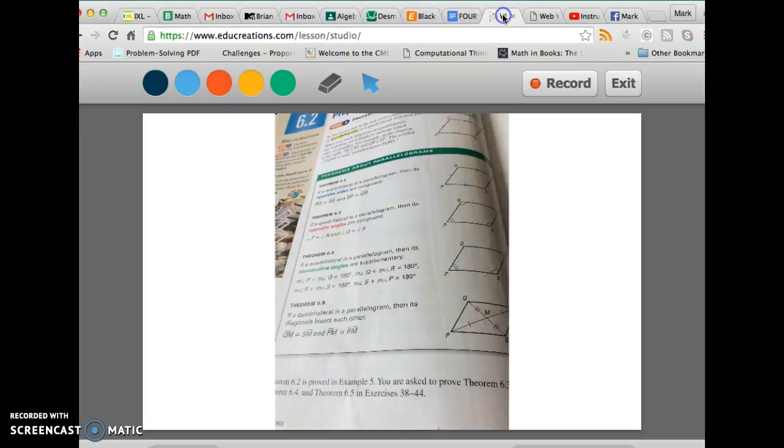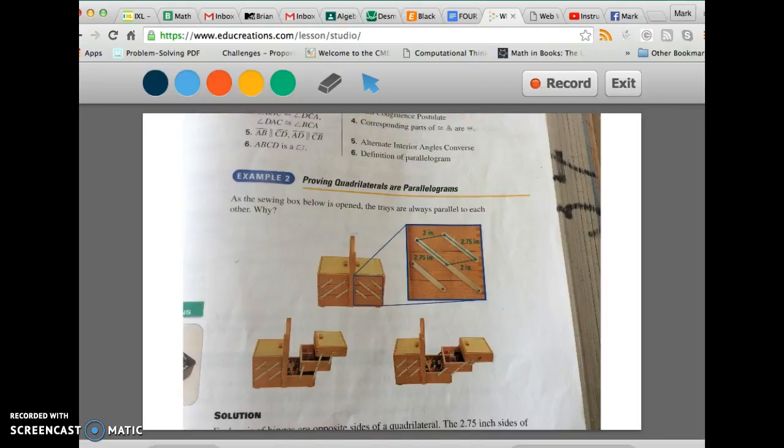So with that in mind, let's look at this first example here. It says, as the sewing box below is opened, the trays are always parallel to each other. Why? I've used some red and green coloring to highlight what looks like a parallelogram in this example. If you look really closely, you can see that these metal things are not changing, getting bigger or smaller. They're metal, so they're stuck at a fixed length.